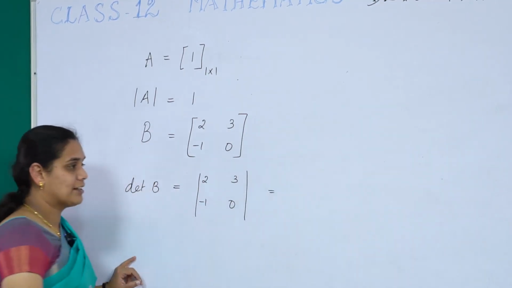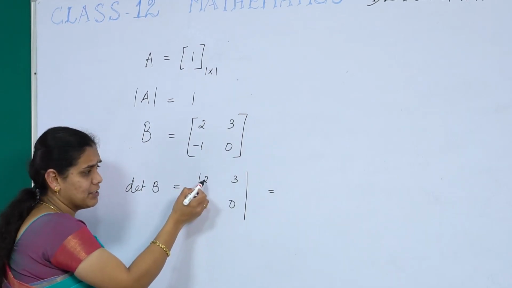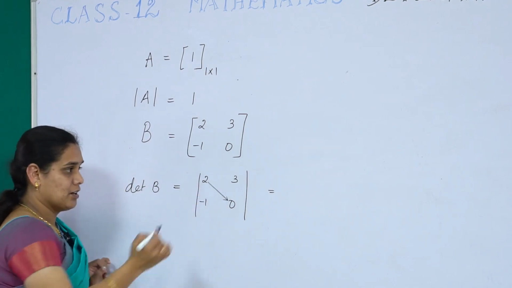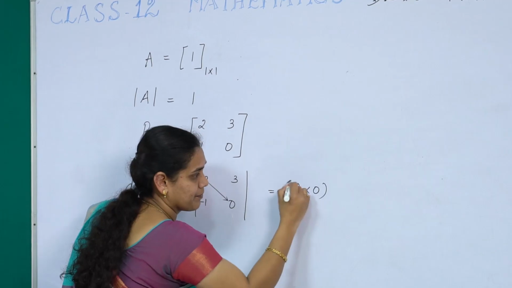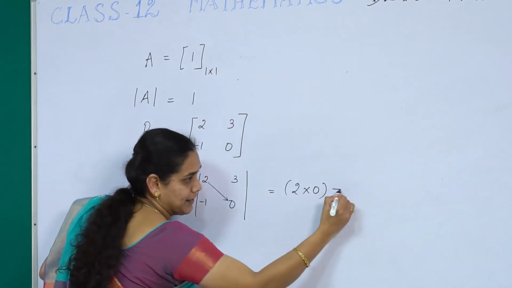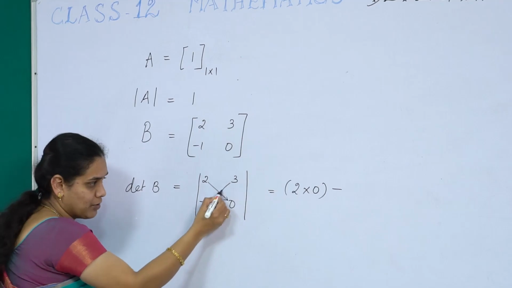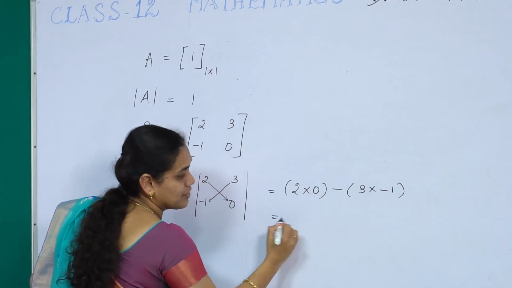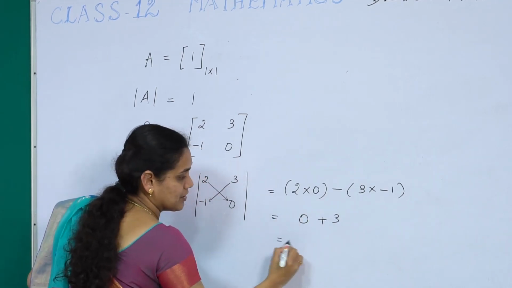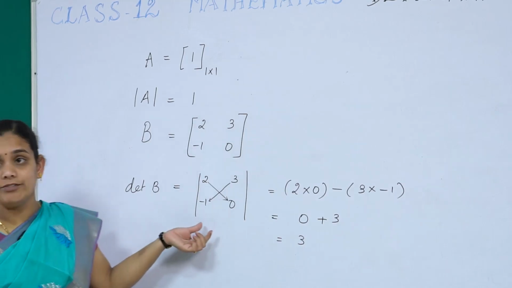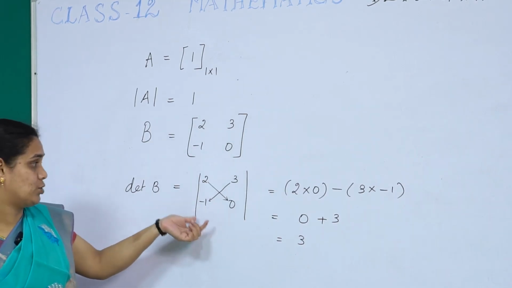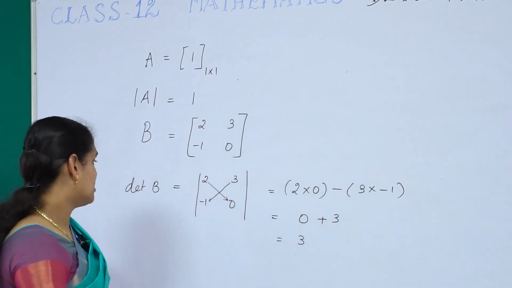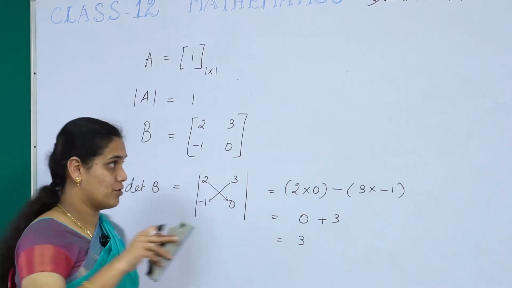Okay. How to get this value? We start from the left top and multiply these 2 elements, so 2 into 0. Then put minus, and multiply these 2 elements, so 3 into minus 1. So it gives us 0 plus 3, that is 3. This is how we get the determinant of a square matrix of order 2. We multiply in a cross way and subtract. So this is the determinant of a square matrix of order 2.